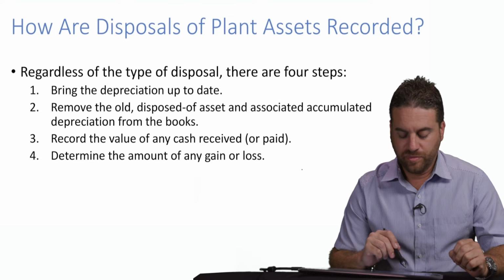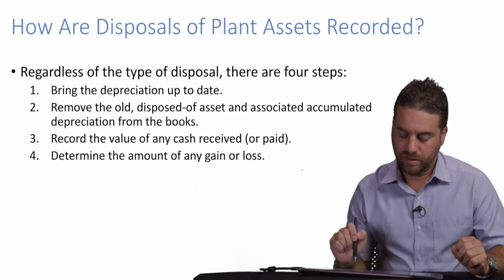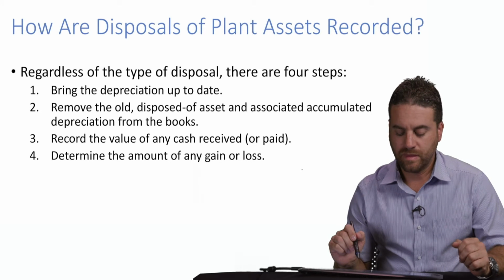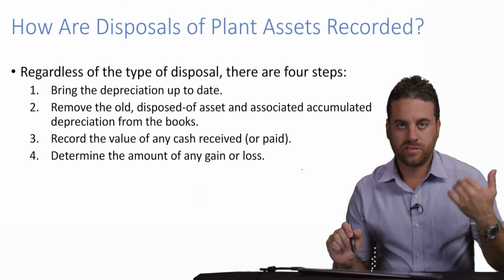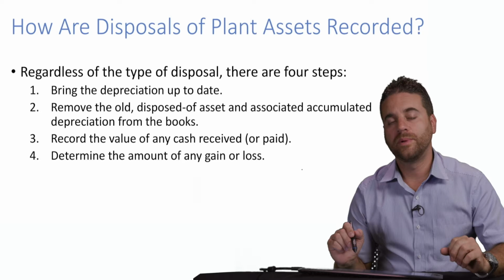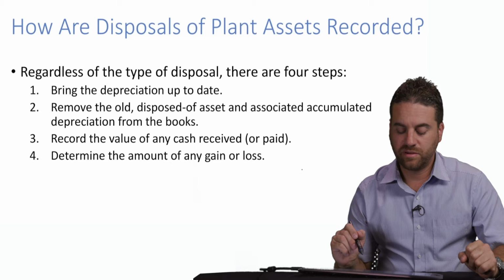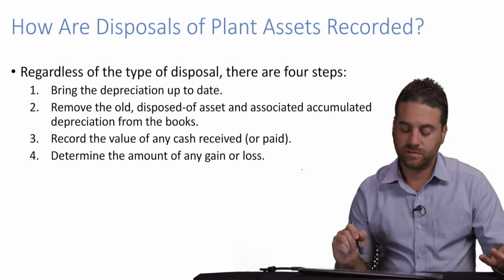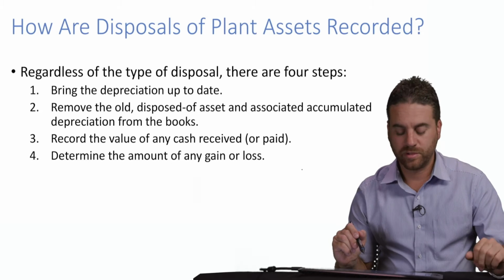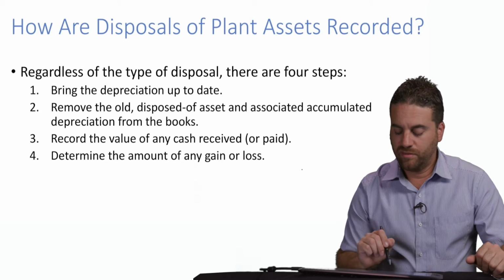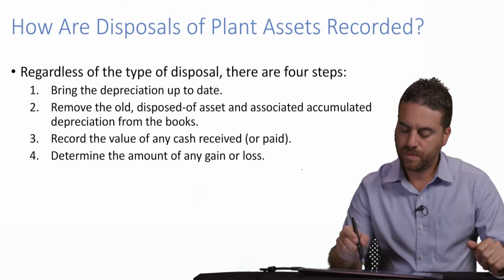The other step is to remove the old disposed-of asset and associated accumulated depreciation from the books. If I'm selling it or throwing it away, there's no reason for me to keep the accumulated depreciation balance existing there. I just have to get rid of it, and that equipment or whatever asset has to be reduced from our books as well. The next step: record the value of any cash received or paid. Determine the amount of any gain or loss.